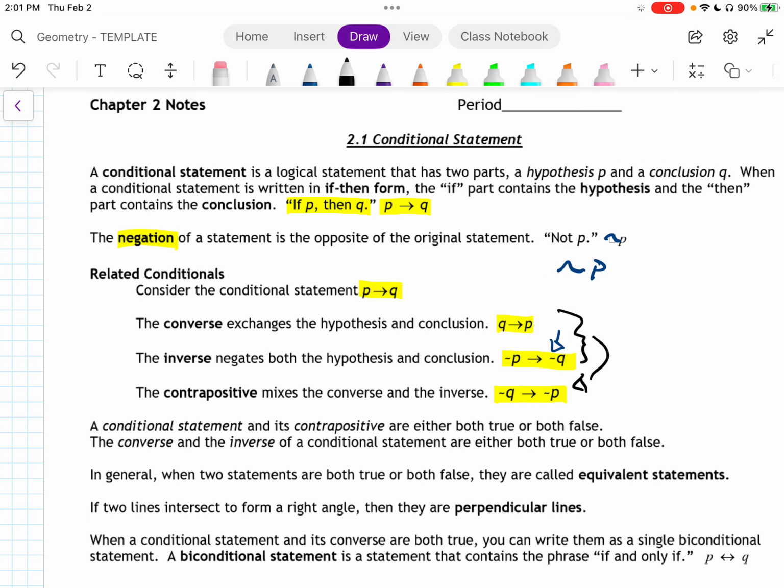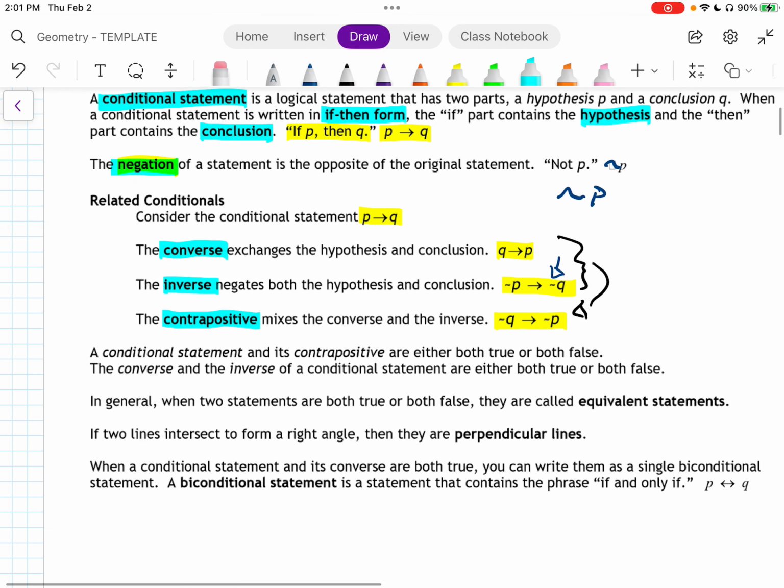All right, so I know that's a lot of words. Let's look at the things that we need. We need to know what a conditional statement is. We need to know the word negation. We need to know the words converse, inverse, and contrapositive. Right. Also, hypothesis is a good word. Conclusion is a good word. And then if-then form. That's also something that we should know.